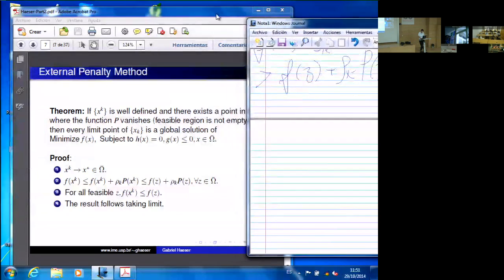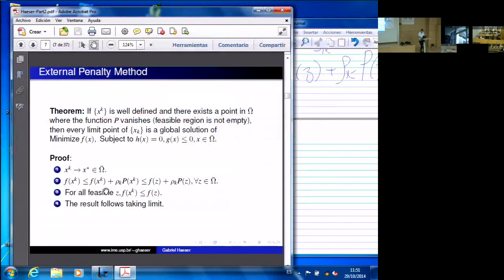And now if you do this calculation, you have that p of xk is always non-negative, because p is a non-negative function. I don't know if xk is feasible or not, so this may be positive. So in particular, we have this first inequality here. And by the definition of xk, this is the least value of this function f plus k p. So if I take any other z feasible for the subproblem, we must have this inequality.